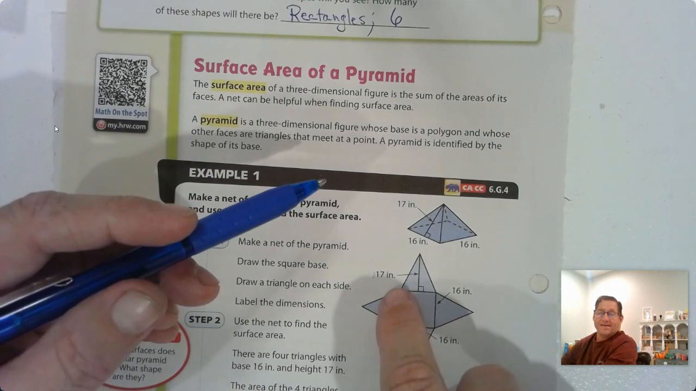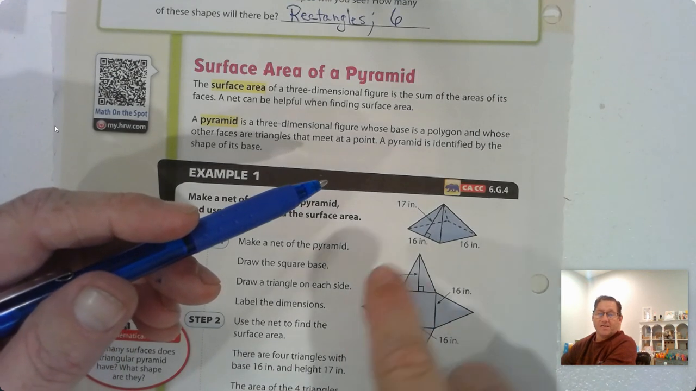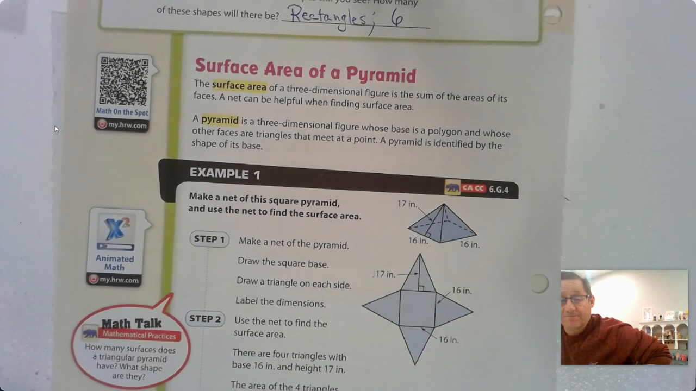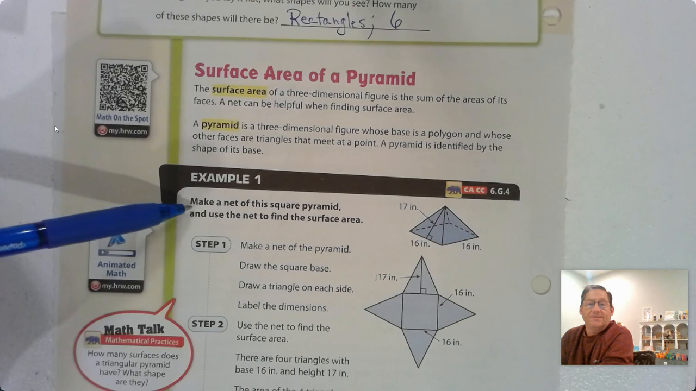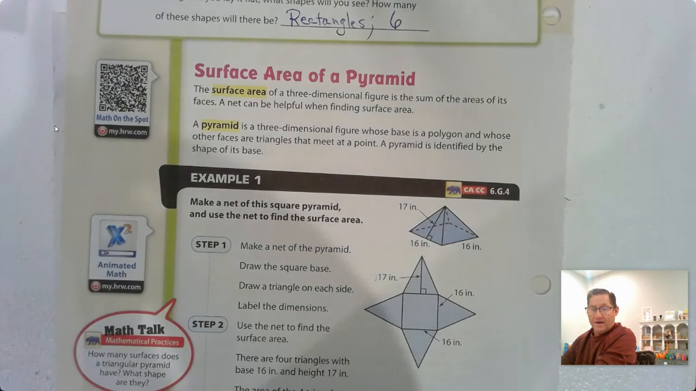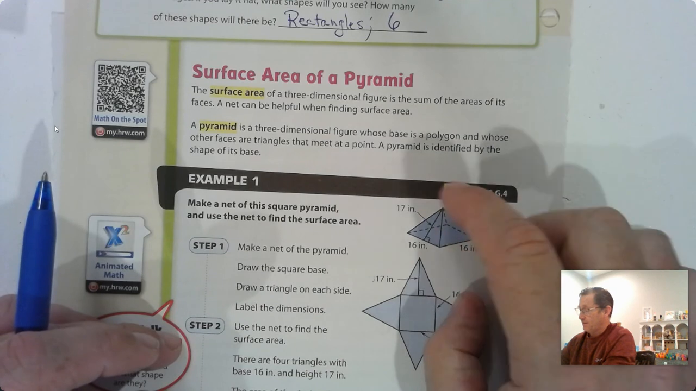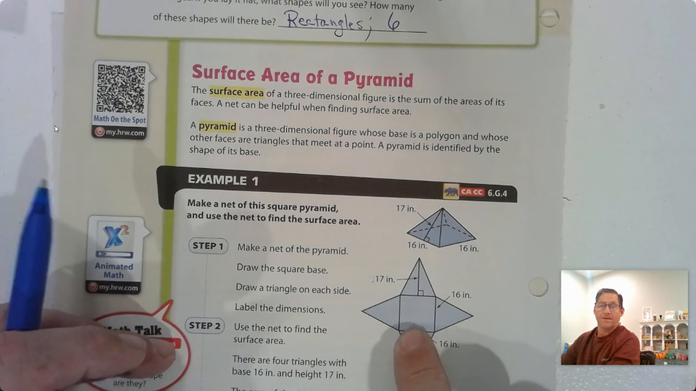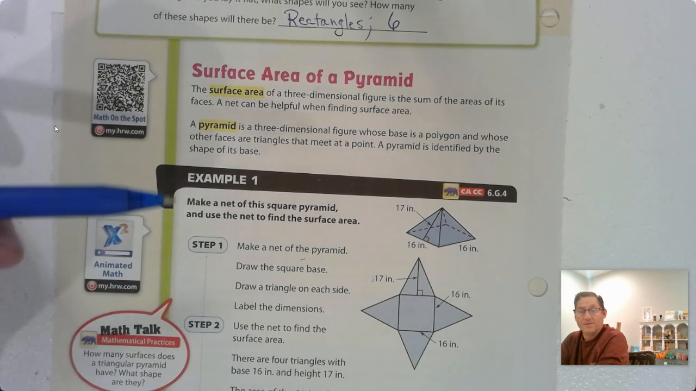Well, we know how to find the area of a square. We know how to find the area of triangles. So all we have to do is find the area of each face and add them together. That's all there is, simply, to finding surface area. So here's the example. Make a net of this square pyramid and use the net to find the surface area. All right, so this was our 3-dimensional shape. They unfolded it, right? So if you were to cut along the edges, it would unfold and you'd get flat triangles connected to a square. So the square base, there would be a triangle on each side, and we're going to label the dimensions.